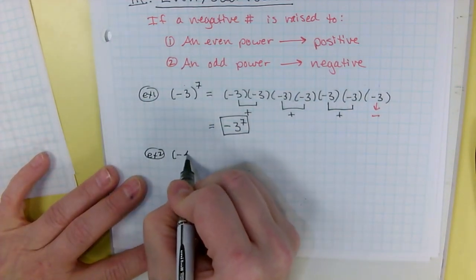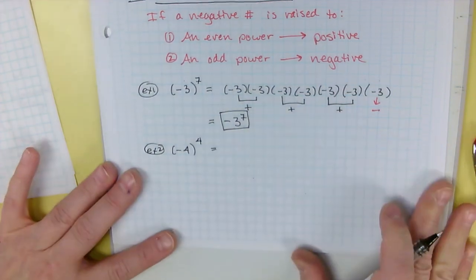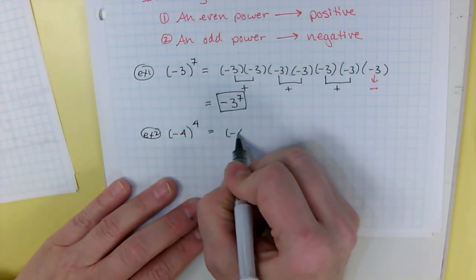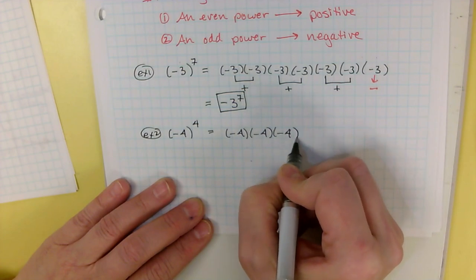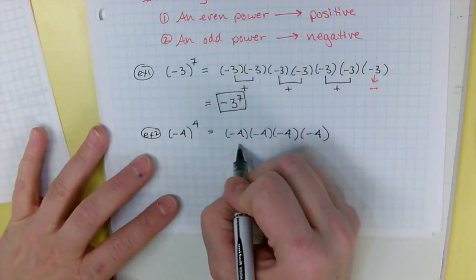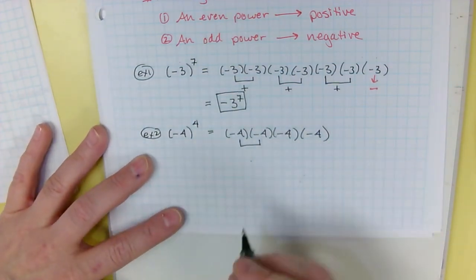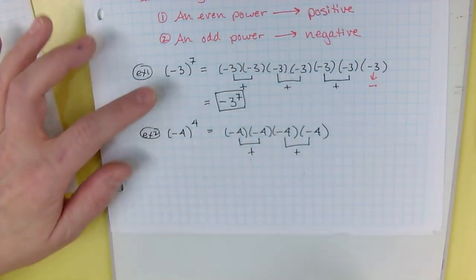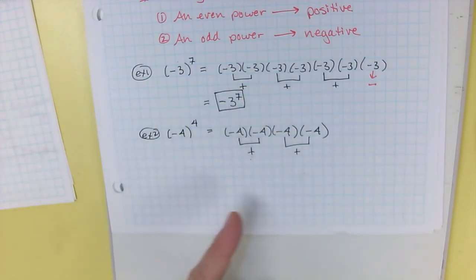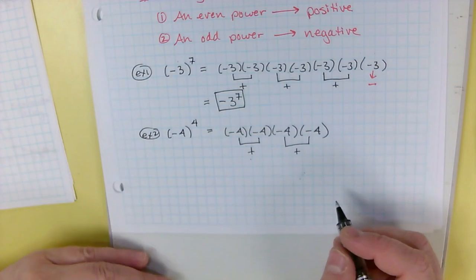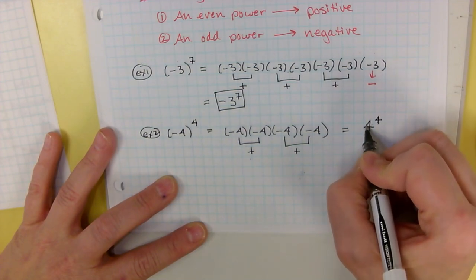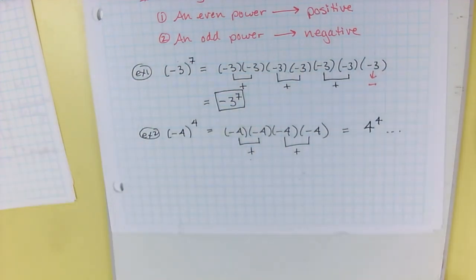Example 2, negative 4 to the 4th. Again, this is now a negative number to an even value. So let's see why this works. We have 4 negative 4s. And just like the last one, a negative times a negative is a positive. So for each pair, you get a positive. Now, unlike the odd power, we don't have that spare negative at the end. So all we have is pairs of values that are going to be positives. So your answer is going to end up being positive 4 to the 4th. And then you'd probably evaluate that.